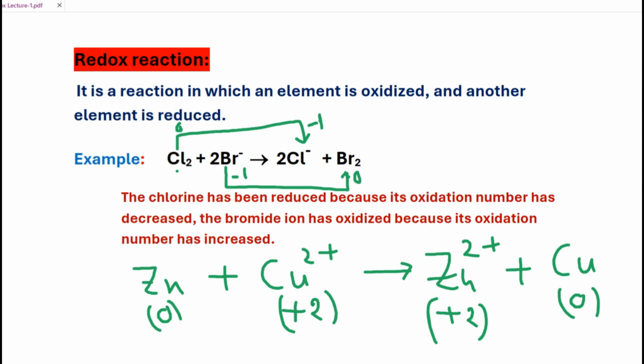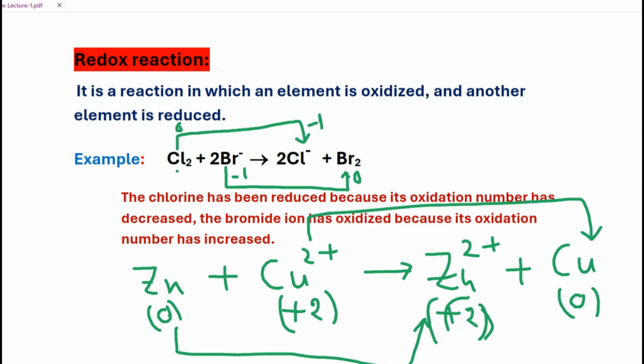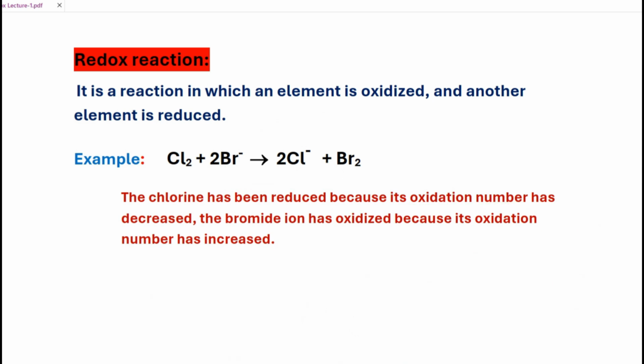So this reaction also a redox reaction, because zinc loses electron, copper ion gains electron. Or you can tell zinc is oxidized because oxidation number increases 0 to +2, and copper ion is reduced because oxidation number of copper 2 ion is decreased from +2 to 0. This reaction also known as redox reaction.